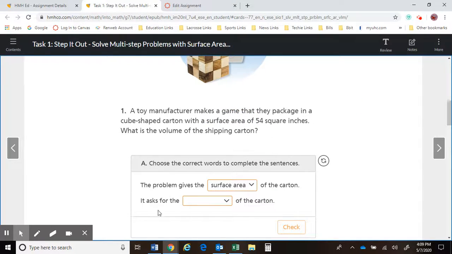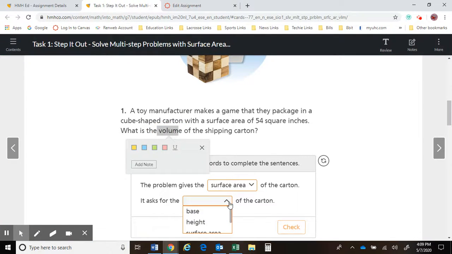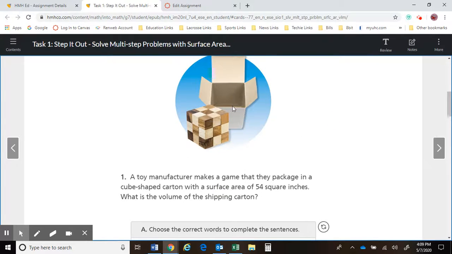It asks for what? It asks for the volume. Why does it ask us for the volume? Well, it wants to know if this object's going to fit in a box.